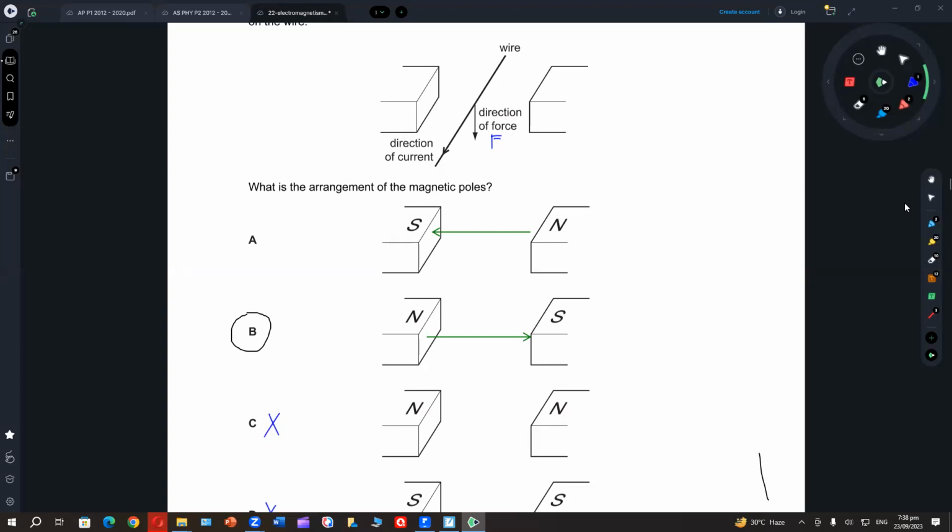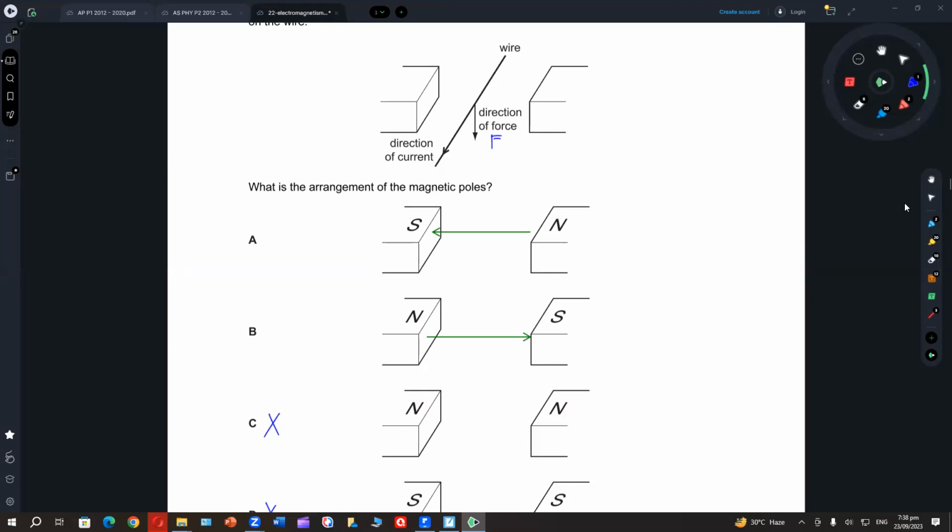Sure. But force is going downward. Answer is A, because you know what happened? In case of north to south, when current is coming towards you, the magnetic force will be upward.